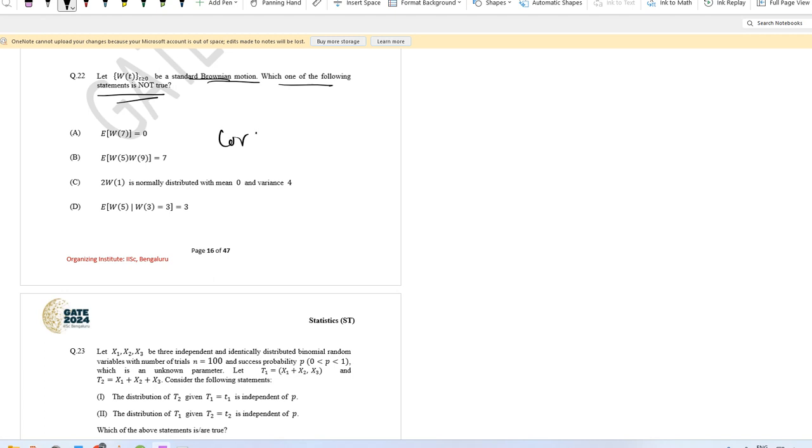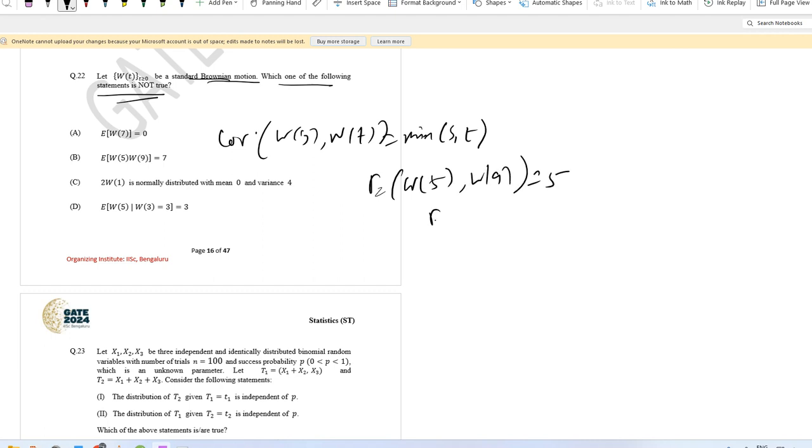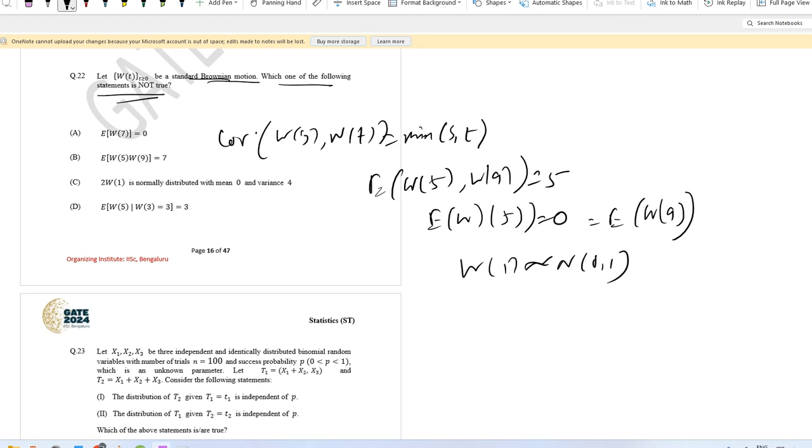So यहाँ पर क्या होगा, covariance of W of s comma W of t is minimum of s comma t, ये है। So E of W of 5 W of 9 equal to 5. So E of W of 5 equal to 0 equal to E of W of 9. ठीक है। So W of 1 normal distribution follow कर रहा है, ठीक है, standard normal. So 2 into W of 1 follows this N(0, 2 square). ठीक है। So यहाँ से this thing is directly associated with this.